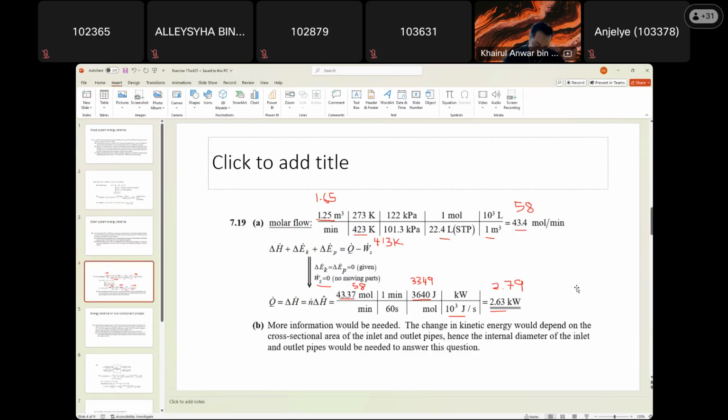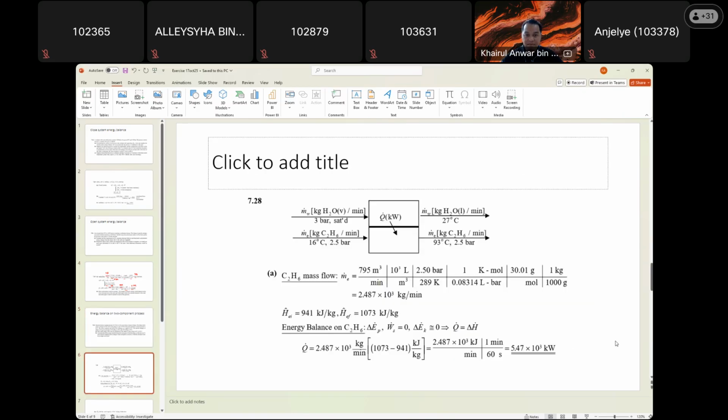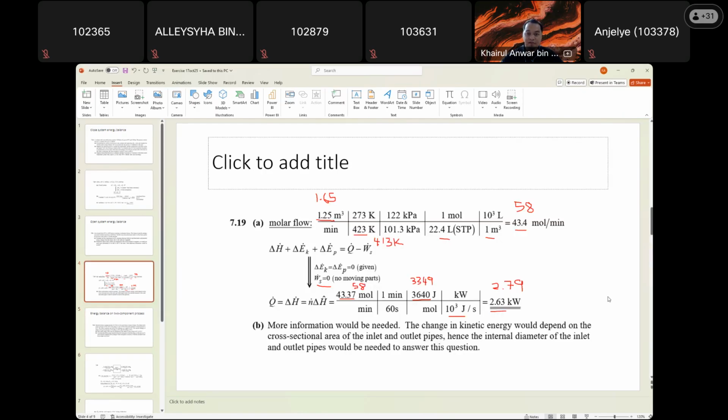But you can use PV equals nRT to find the molar flow rate as well. You still need to check. If you get 58 liters per minute following this method, okay, it's straightforward. So for molar flow rate, you will refer to this method. 273 is from the STP, 413 is the outlet temperature for the system, 101 kPa is the STP, and 122 kPa is the system.